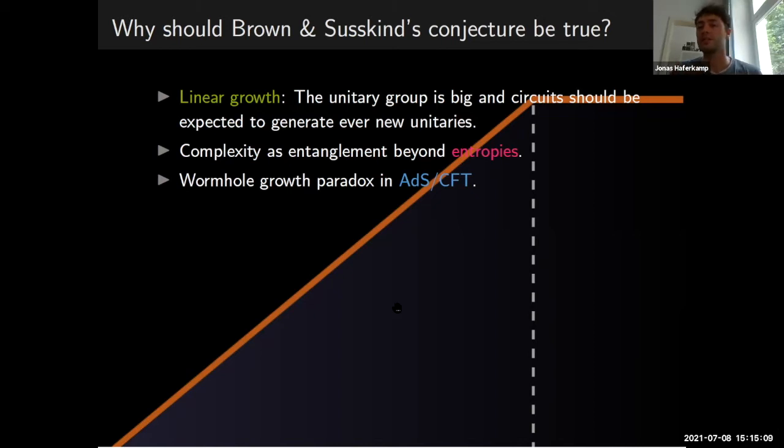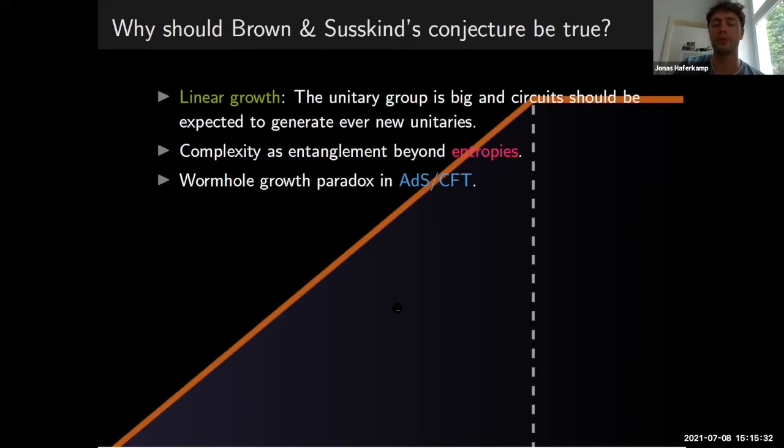In fact, it measures the amount of resources that you actually need to turn your state exactly into a product state. And since we know that the entanglement entropy or other notions of entropy actually keep growing in random circuits linearly until they saturate after some time, we could simply expect that complexity is the actual measure of entanglement that keeps growing after these entropies are saturated, after the scrambling or thermalization time.